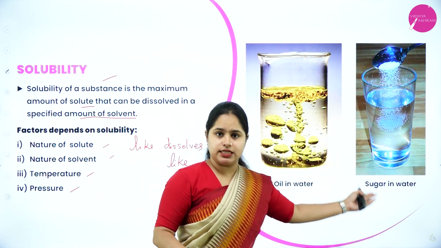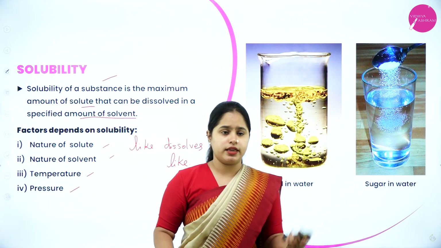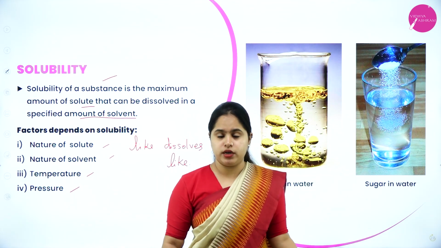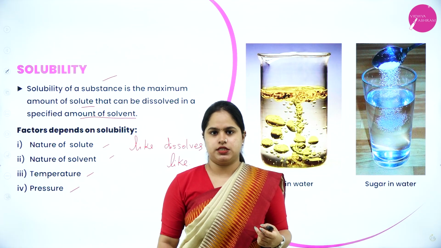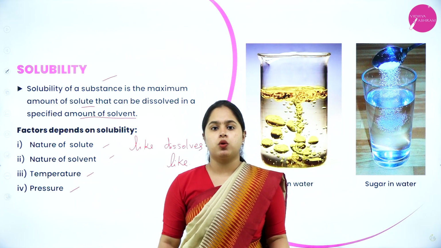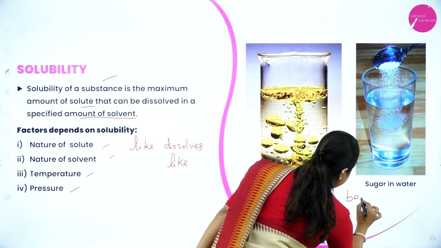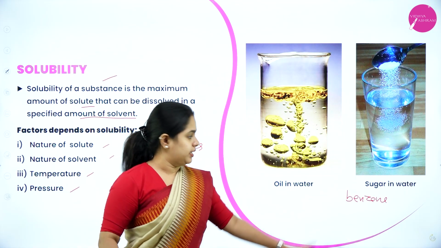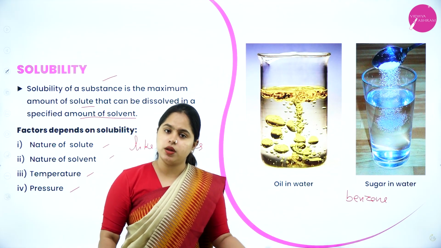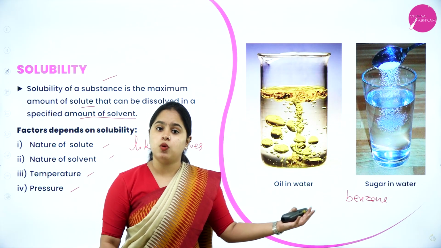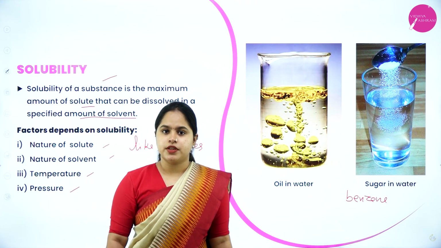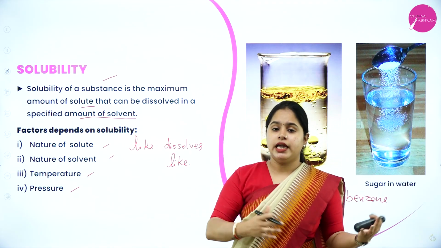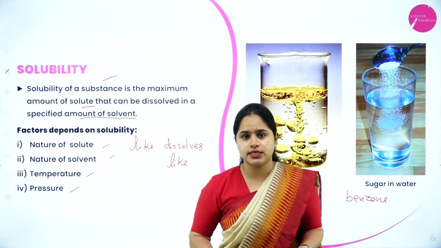Okay, so let's take this case: if sodium chloride, that is salt, I am trying to dissolve it in water, it dissolves, right? Because sodium chloride as well as water, both of them are polar substances. Now, the same sodium chloride, if I am trying to dissolve it in benzene, it doesn't dissolve. Because benzene is a non-polar substance, but sodium chloride is a polar substance. So what happens? They do not dissolve. Clear? So that is about the nature of solute and nature of solvent, that is only like dissolves like. I hope it is clear about solubility.